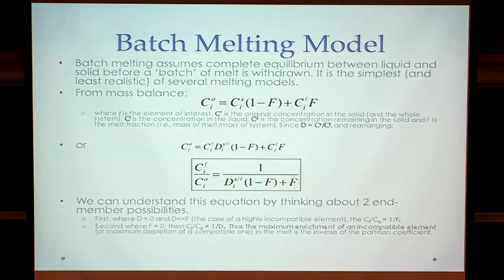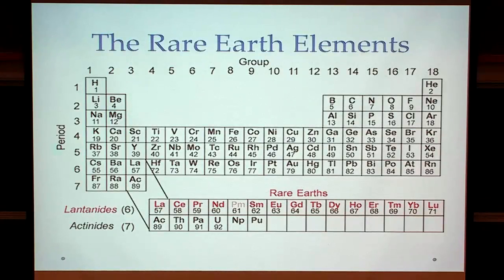So that's important to think about. Now, I want to use that and talk about the rare earth elements, which are these elements down here on the bottom. We've already talked about neodymium and samarium a little bit. Promethium does not have a long-lived stable isotope.